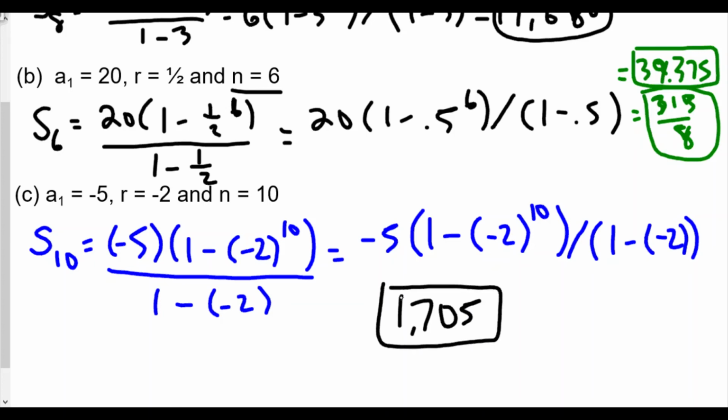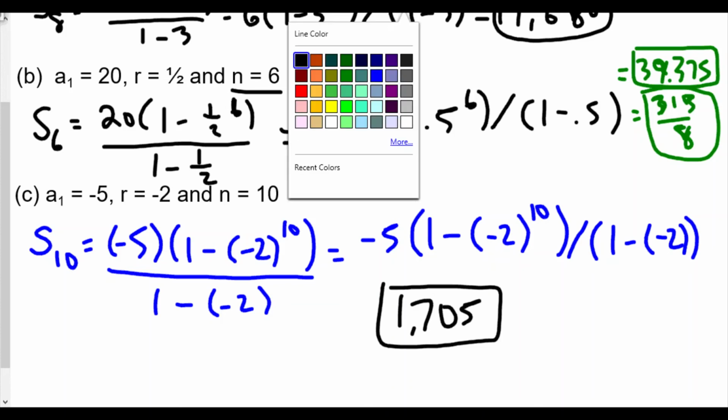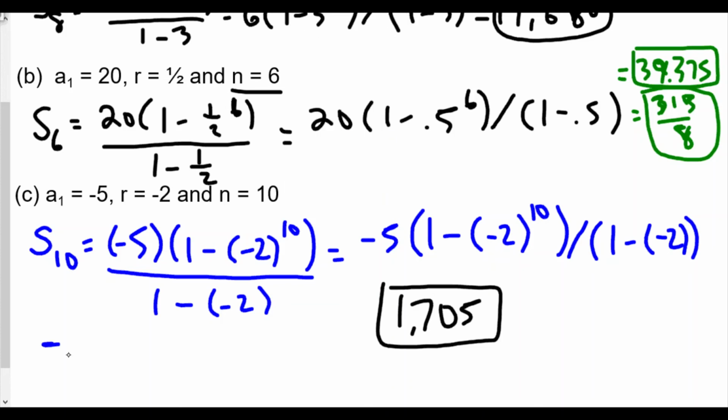It's interesting in this case because you're multiplying by negative 2, and you're thinking, well, wait, how come it's a positive number? If you think about it, your first term is negative 5, and then we multiply by negative 2, and you have plus 10. You multiply by negative 2, you have minus 20. Multiply by negative 2, you have plus 40. And so on and so forth.